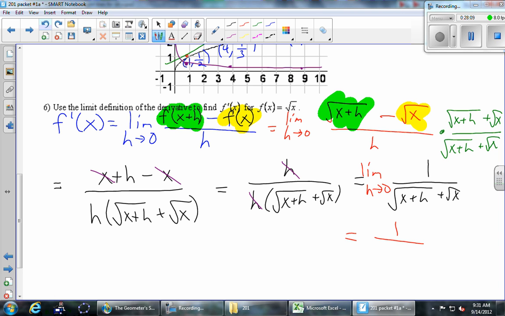It's not 1 over x. Yeah, it's plus. It's plus. So we got square root of x plus another square root of x is 2 square roots of x. Because we're sending h to 0 finally. Yeah, so you replace the h with nothing.